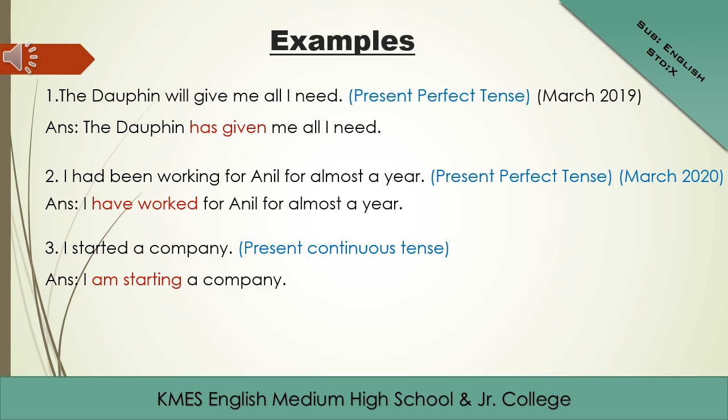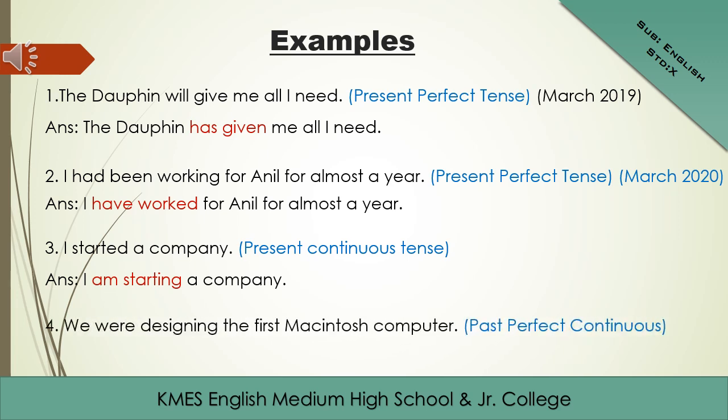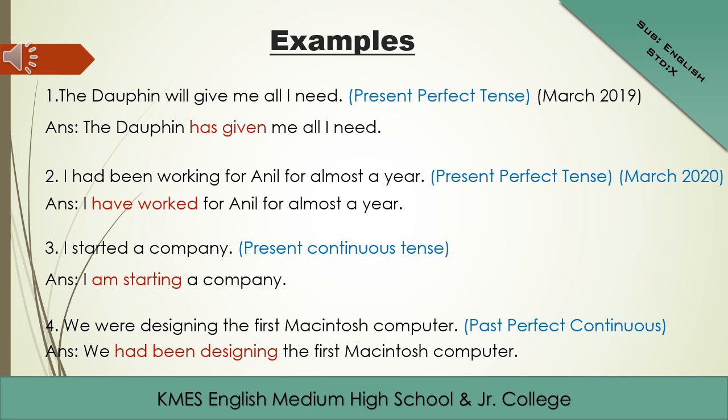Okay, next what we have is we were designing the first Macintosh computer. Here we have to make it past perfect continuous. Now perfect and continuous, that means a form of have plus been plus ing form of the verb. So our sentence will become we had been designing the first Macintosh computer. So this is how we'll change from one tense to another. I have given you some more examples for practice, so please do it.